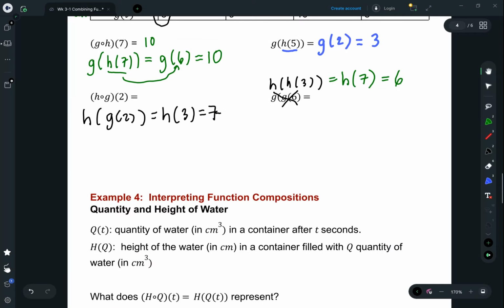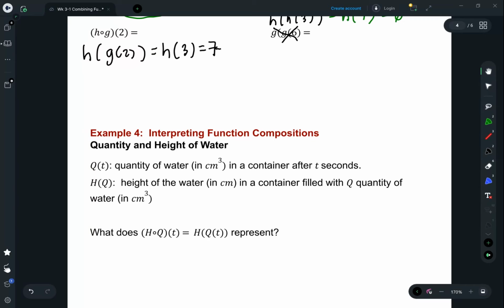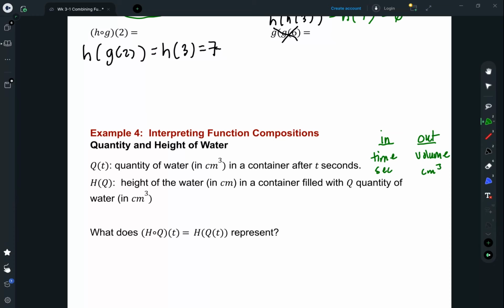Let's do a story problem example. Let's think about two functions. We have two functions, q of t and h of q. q of t will tell you the quantity of water in a container after t seconds. So if we think about q, what goes into q is time in seconds, and what comes out of q is how much water, so volume, and that's in centimeters cubed. So it will tell you how much water is in a container after so many seconds.